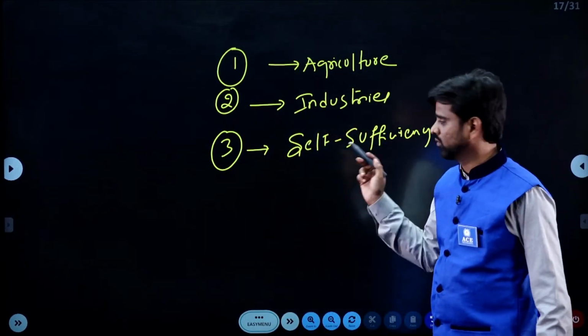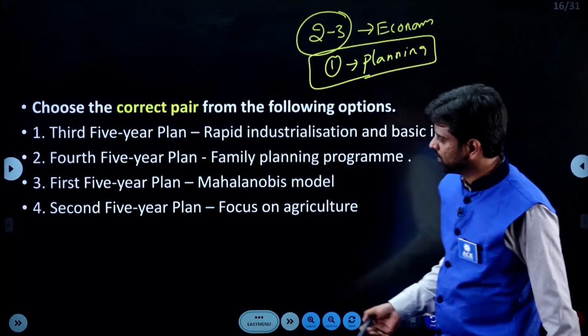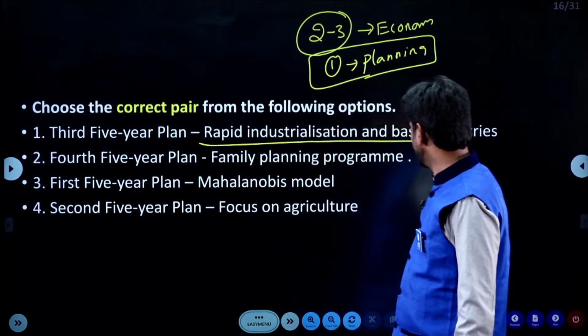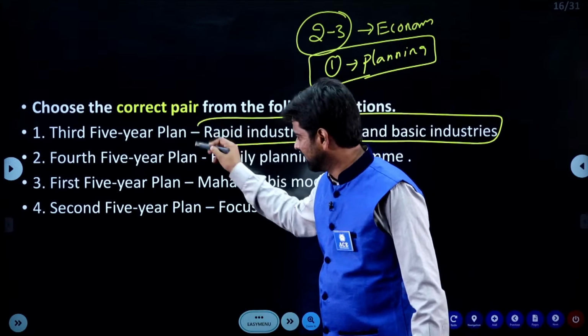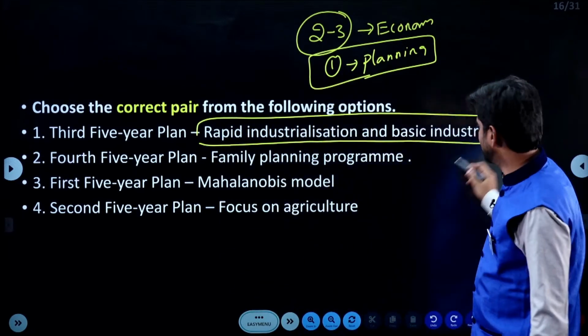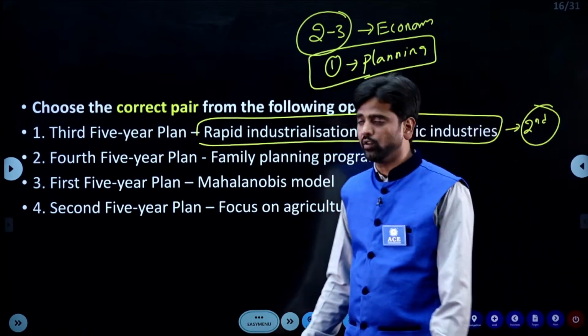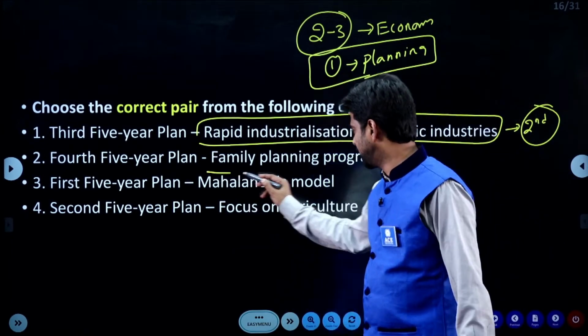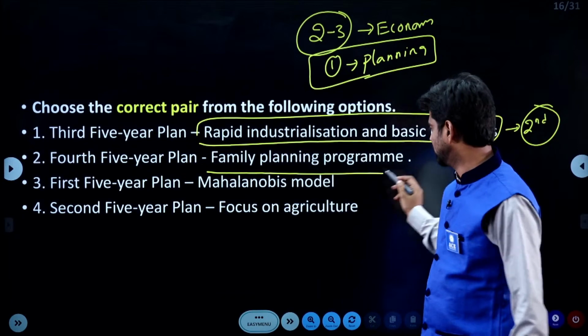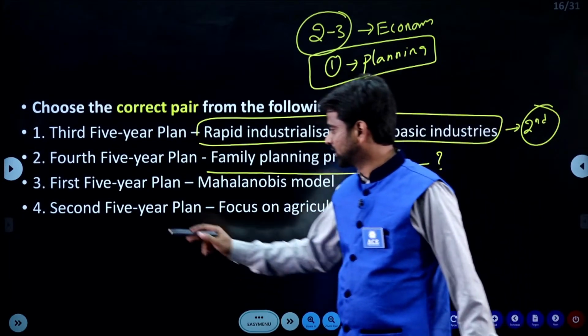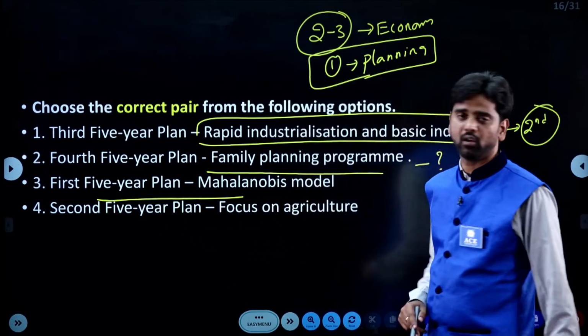Let us see the statements. Third 5-year plan, rapid industrialization and basic industries. The rapid industrialization and basic industries is the second plan, guys. It is not the third plan. Fourth 5-year plan, the family planning program. Let's see. We have a question mark. First 5-year plan, PC Mahalanobis model.